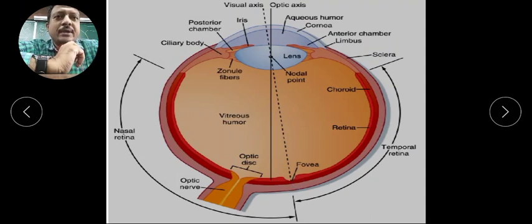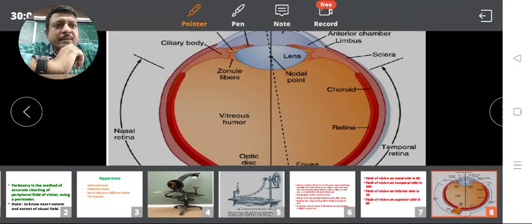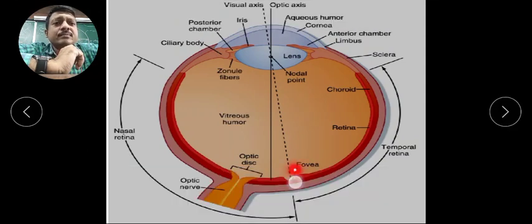Inside the macula lutea there is a central depressed area which is known as the fovea centralis. The acuity of vision is the highest in the fovea centralis. Now this is the fovea centralis, and 3 millimeter medial to the fovea centralis and just above it, there is the optic disc.